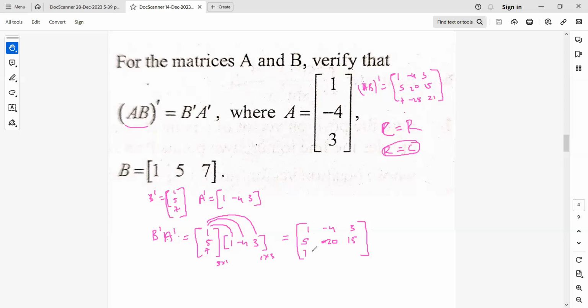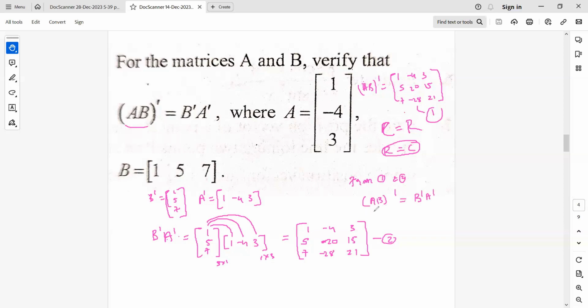Similarly 7 into 1 will be equal to 7, next minus 28, and 7 into 3 will be equal to 21, and this is our equation number 2. In equation 1 we have already got this value. From equation 1 and 2 we can see that LHS is equal to RHS, so we have verified. From 1 and 2 we have proved that (AB) transpose, A into B transpose, is equal to B transpose into A transpose.